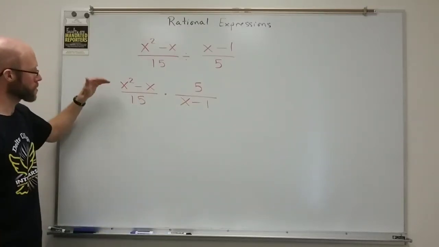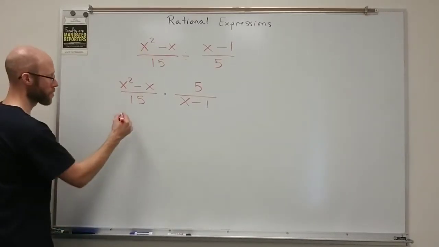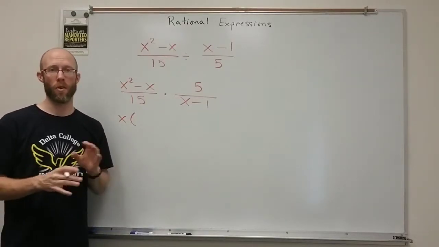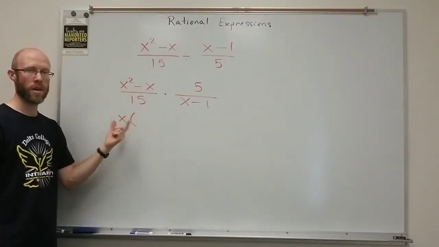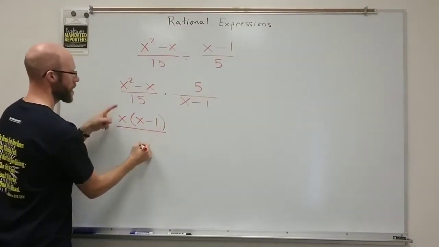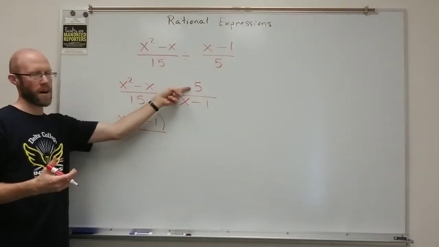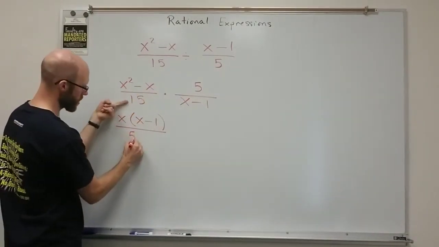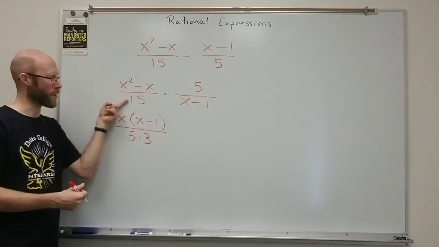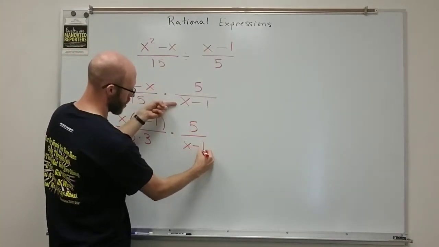Okay, so at this point I factor. X squared minus x has a common factor of x. I'm going to pull that out. Remember, always look for GCFs first before anything else. Here's a GCF. If I pull that out, I'm left with x minus 1. Bottom is 15. Well, I'm going to be a little sneaky about this. I already recognize there's a 5 over here, so I'm going to write the 15 as 5 times 3. Just helps my mind mentally to see what's going on. Then in this other fraction, I have a 5 and an x minus 1.